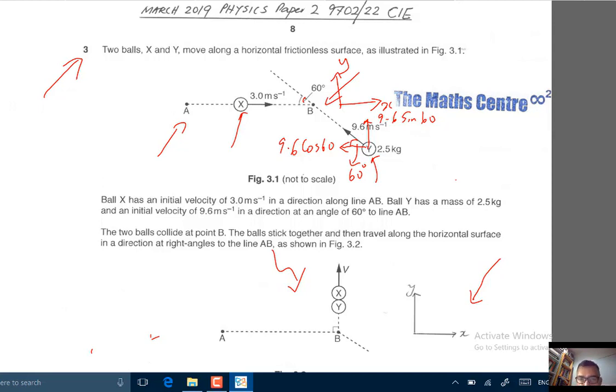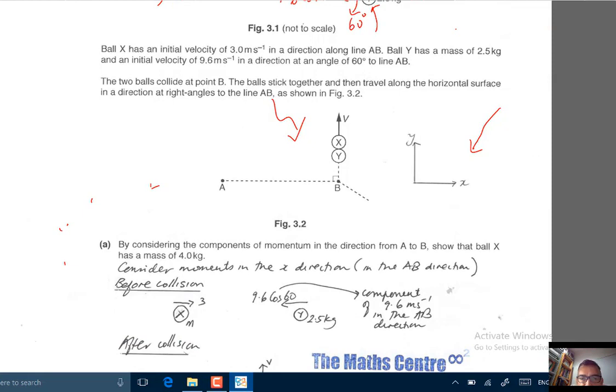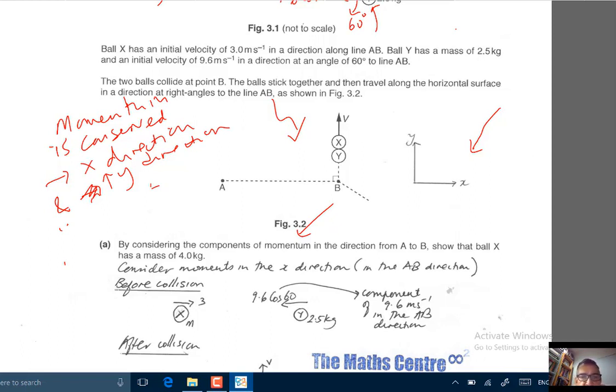Good. Now let's see what the question wants. By considering the components of momentum in the direction from A to B, show that ball X has a mass of 4 kg. We are going to use the idea that momentum is conserved both in the X direction and the Y direction. Basically, we are using the principle of the conservation of linear momentum, except that now we're going to apply it in the X direction first, and then later on we'll apply it in the Y direction.